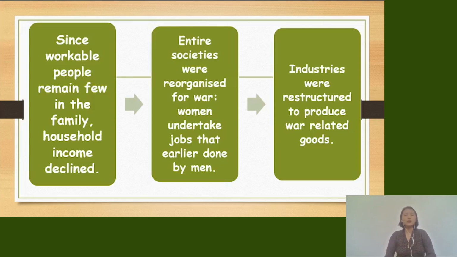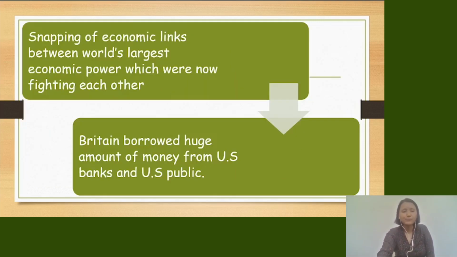Not only did society change during the First World War, even the industry changed. The industry started producing a large number of goods related to the war. Before the First World War, industry used to produce goods related to the basic needs of the people. Now the industry started producing goods related to the war, like machine guns, weapons, and chemical weapons. These war-related goods were produced in a very large number during the First World War.